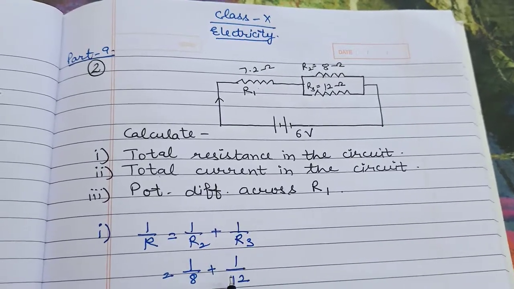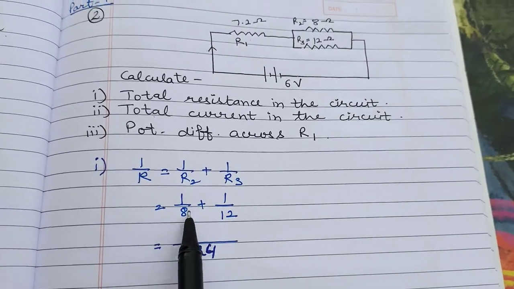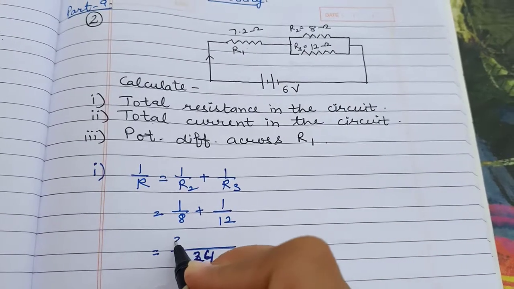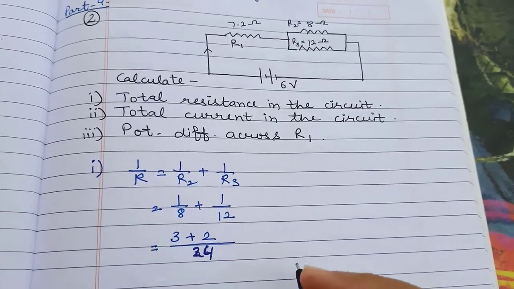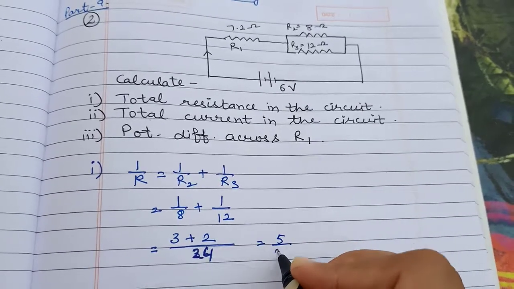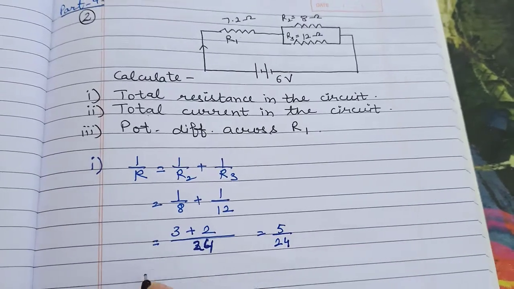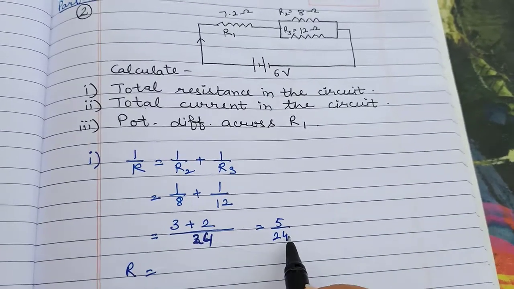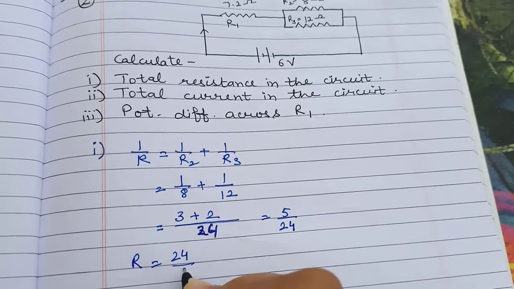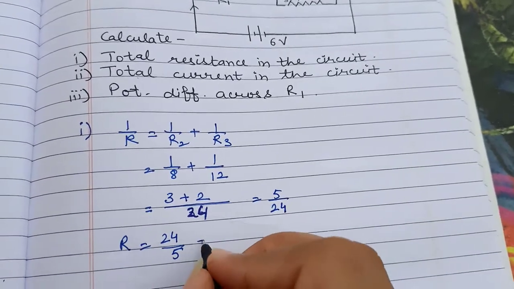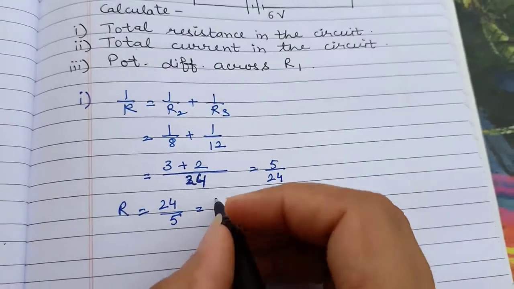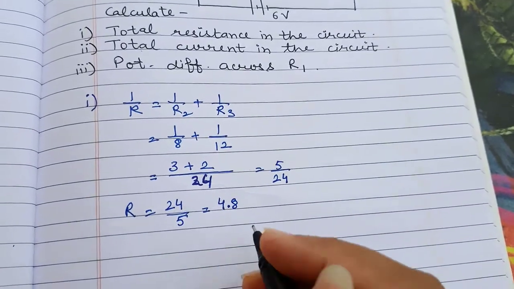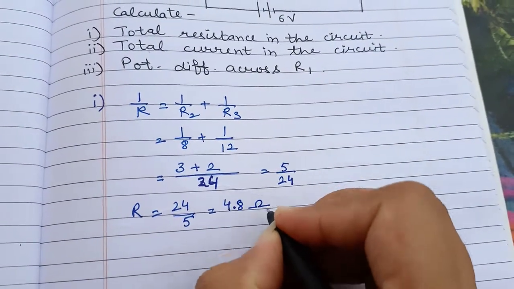R2 is 8 ohm and R3 is 12 ohm. We will take LCM. The LCM will be 24. 8 3s are 24, 12 2s are 24. So we have 5 upon 24. By taking the reciprocal of this 1 by R, R is 24 upon 5. We can convert it into decimals. 5 4s are 20, 5 8s are 40. So it will be 4.8 ohm.